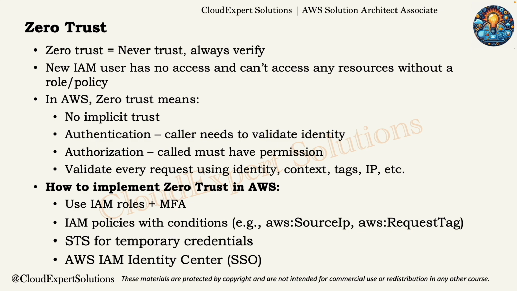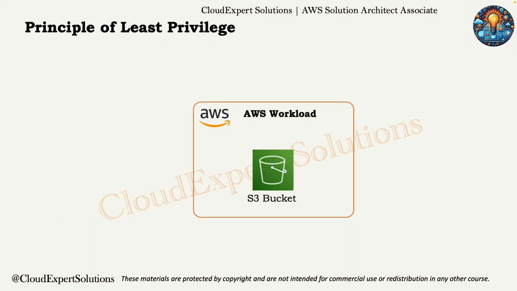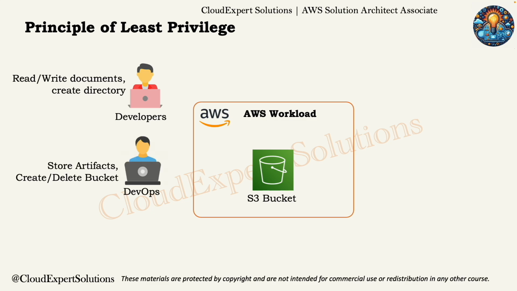Now let's extend the zero trust concept a little further. We are going to discuss principle of least privileges. Let's understand using this scenario. Let's assume you have an AWS account, and in that AWS account you have one S3 bucket. Now who can access this bucket? In your organization, you may have one developer who needs to read or write documents or maybe create directory in that S3 bucket. You can also have one DevOps associate.